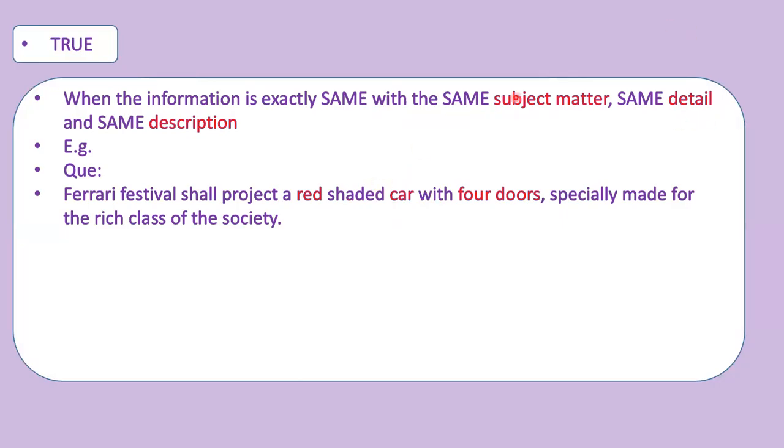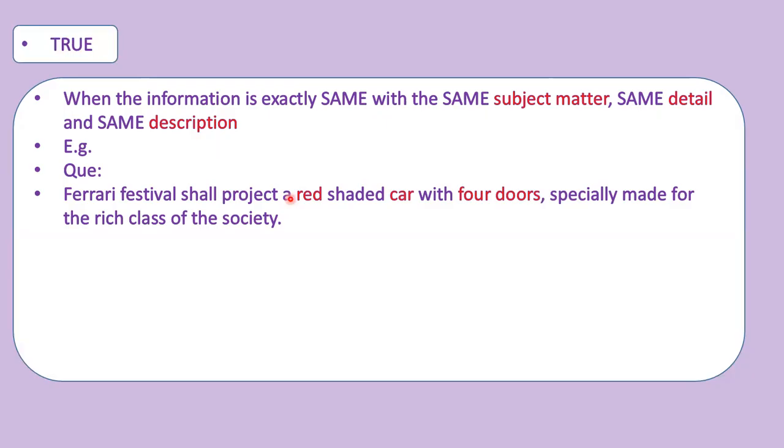Now, what is detail and what is description? Let me make you focus on this. Shall project a red shaded car. So this red shaded car, I want you to say with me, what is this? Is it a color? Is it a quantity? Is it quality? Is it something else? Yes, it is a color, right? A red shade is a color. So the color becomes my description. All right. Now, what is the detail of that description? The detail is red.